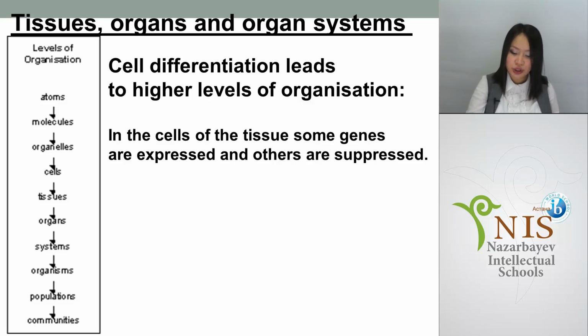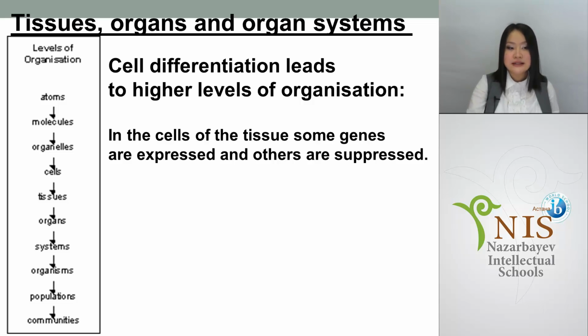How do we organize, or what is the level of organization? Cells, tissues, organs, organ systems. Cell differentiation leads to higher levels of organization. In the cells of a tissue, some genes are expressed and others are suppressed, as we already said. Look at these levels of organization.